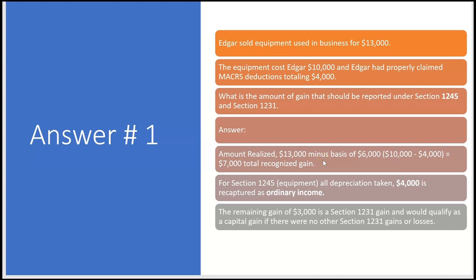How do we get the basis? Well, the cost was $10,000. The depreciation taken was $4,000. So that gives you a basis at the time of sale of $6,000. So if you subtract the basis of $6,000 from the amount realized, $13,000, you'll get a $7,000 total gain.